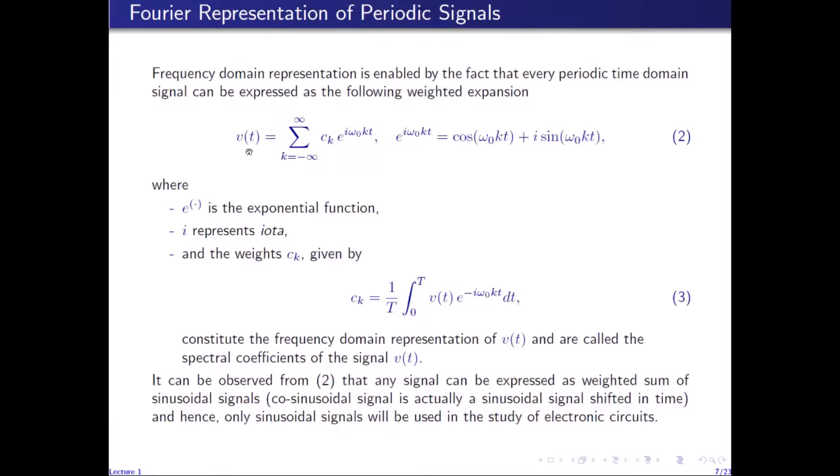In the study of electronic circuits, we'll be only concerned with sinusoidal signals, because for all the other arbitrarily shaped signals, we can use this expression in 2 to represent them as a weighted expansion of sinusoidal signals. This means that if we have a result for a sinusoidal signal, then it can be mapped through this expansion to an arbitrarily shaped signal Vt. So we'll be only concerned with the sinusoidal signal.